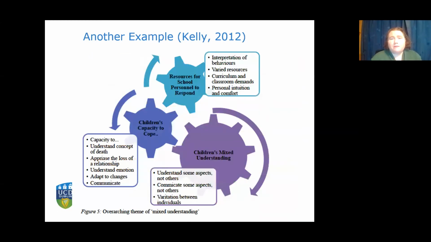This is another example by a fantastic researcher I worked with, Angela Kelly. What Angela was able to do was to use the visuals to send a very clear message. What this model was trying to say was that it was looking at bereavement in disability, and it was saying that children with disabilities have a mixed understanding of bereavement, and that understanding will drive their capacity to cope. It will influence and push, and that capacity to cope will drive the resources that are needed. So the idea of using the cogs was part of the message of the model.